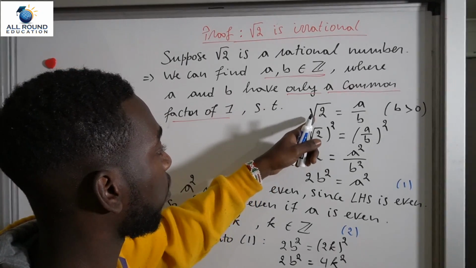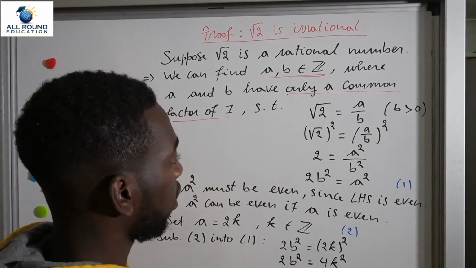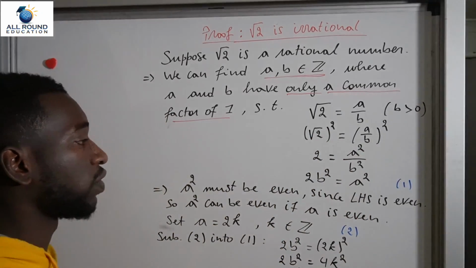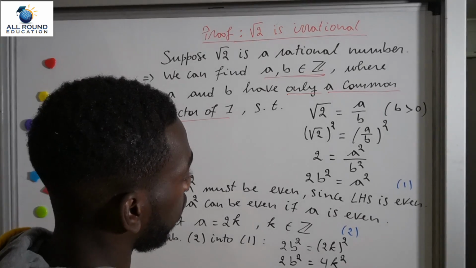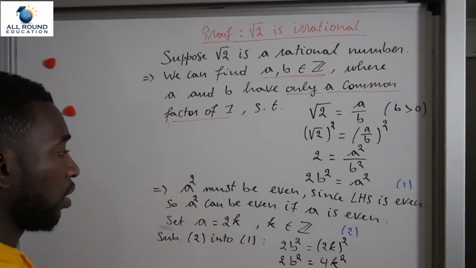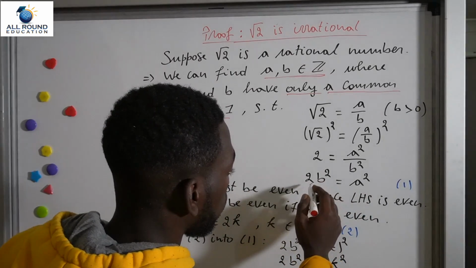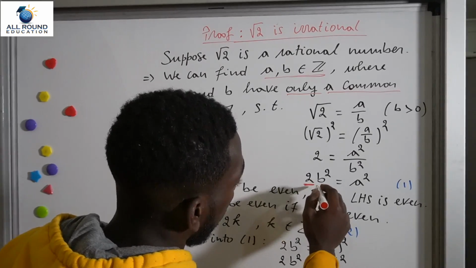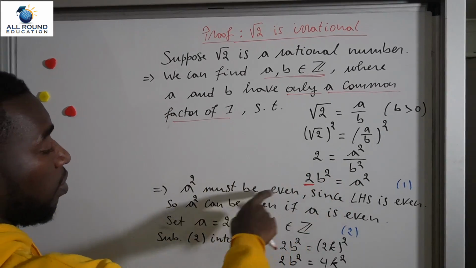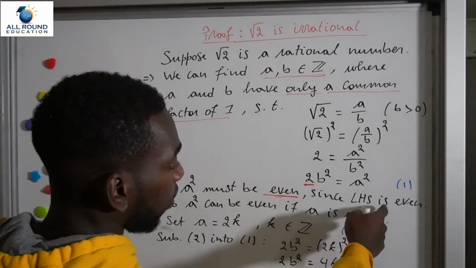Here, to get rid of the square root, we square both sides. The square root of 2 squared is just 2, and on the right hand side we have a squared over b squared. Solving for a, you then have 2b squared equals a squared. Now, what does this mean? This means a must be even. Why? Because a squared is equal to 2 times b squared. This factor of 2 tells us that a squared must be even, since the left hand side is even.